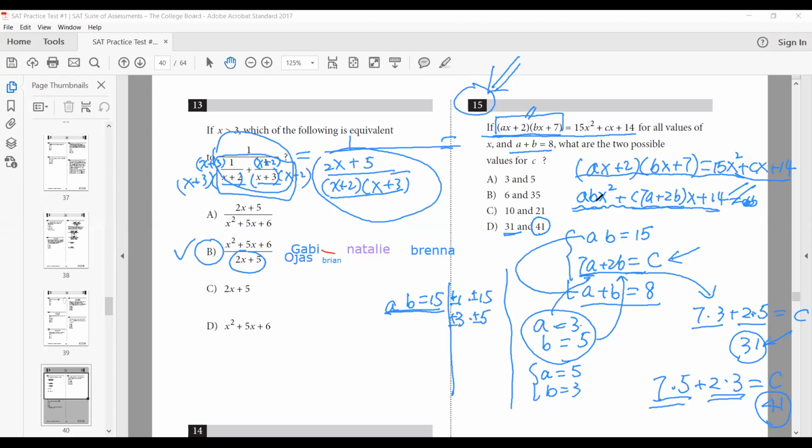So the second knowledge is make sure you can match up. So you can get A times B equals 15, A plus B equals 8. And at the same time, 7A plus 2B equals C. C is from right here, right? So the question goes to, what does A equal, what does B equal? You need to find A and B first, and then you can get C.